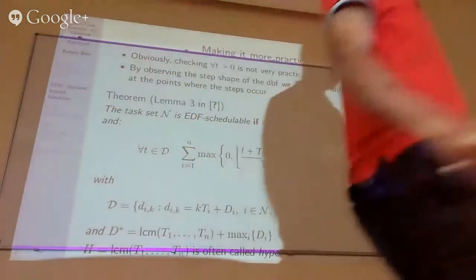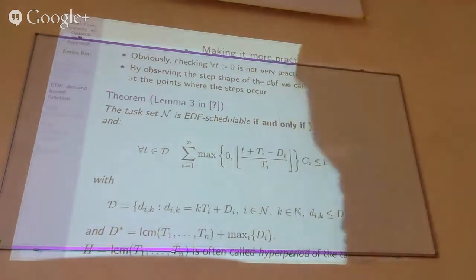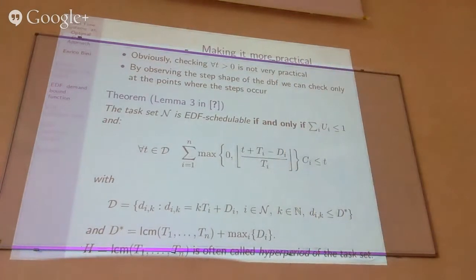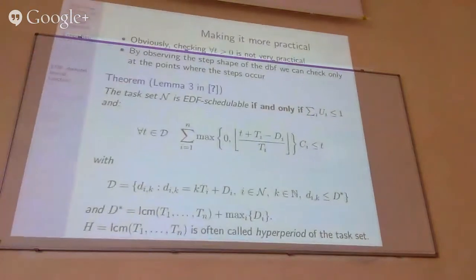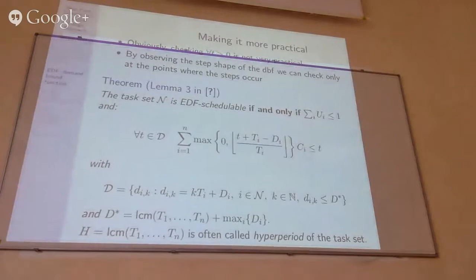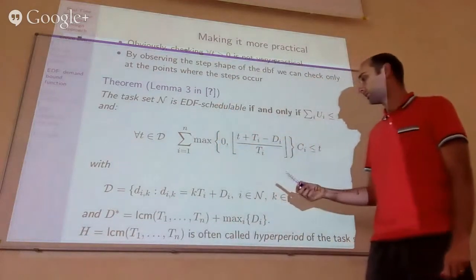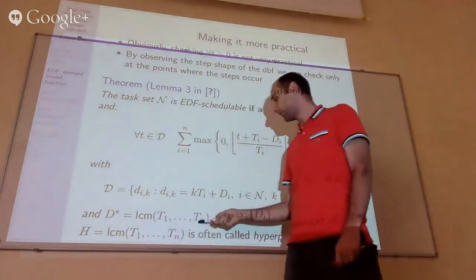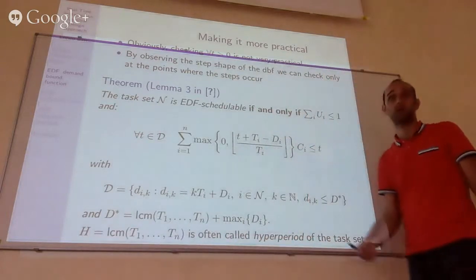Right, so sometimes we denote the least common multiple of periods as H, and we call it the hyperperiod of the tasks.